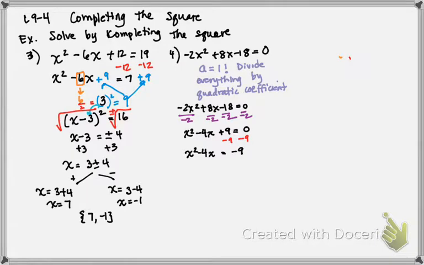And then I'm going to take my linear coefficient, and I'm going to cut it in half, which equals 2. I'm going to square 2, which equals 4. And I'm going to add 4 to both sides of the equation. So that gives me x squared minus 4x plus 4 equals negative 9 plus 4.